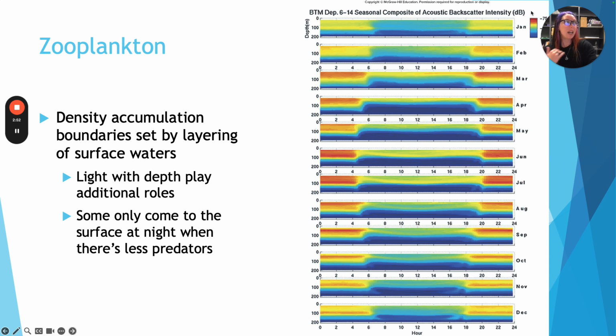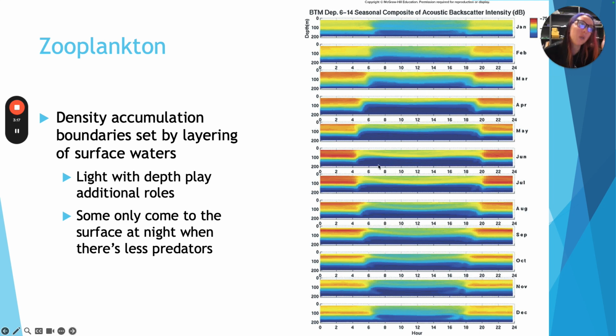The red color indicates a larger concentration of zooplankton, and the cooler colors, or blue, indicate a lower concentration of zooplankton. And then the x-axis is time, with midnight on the left and midnight on the right. So you're going through a 24-hour period with 12 noon in the middle.